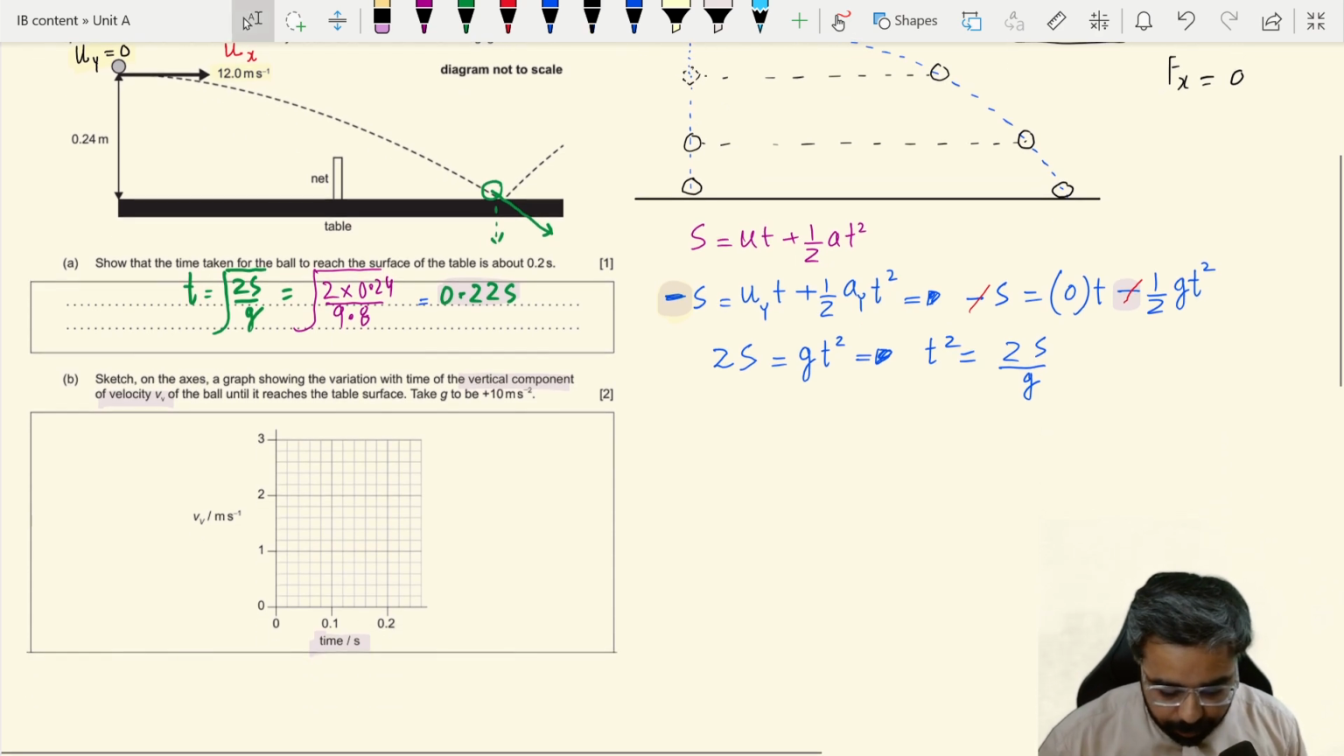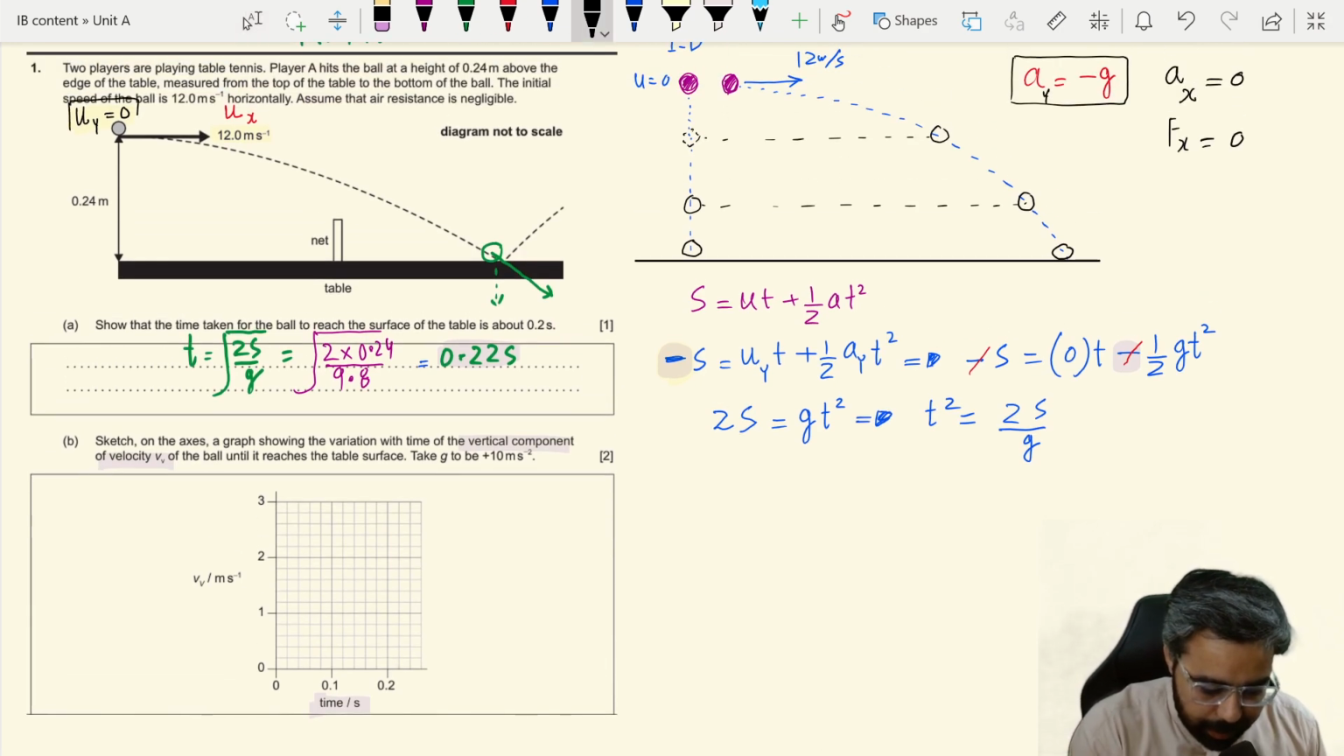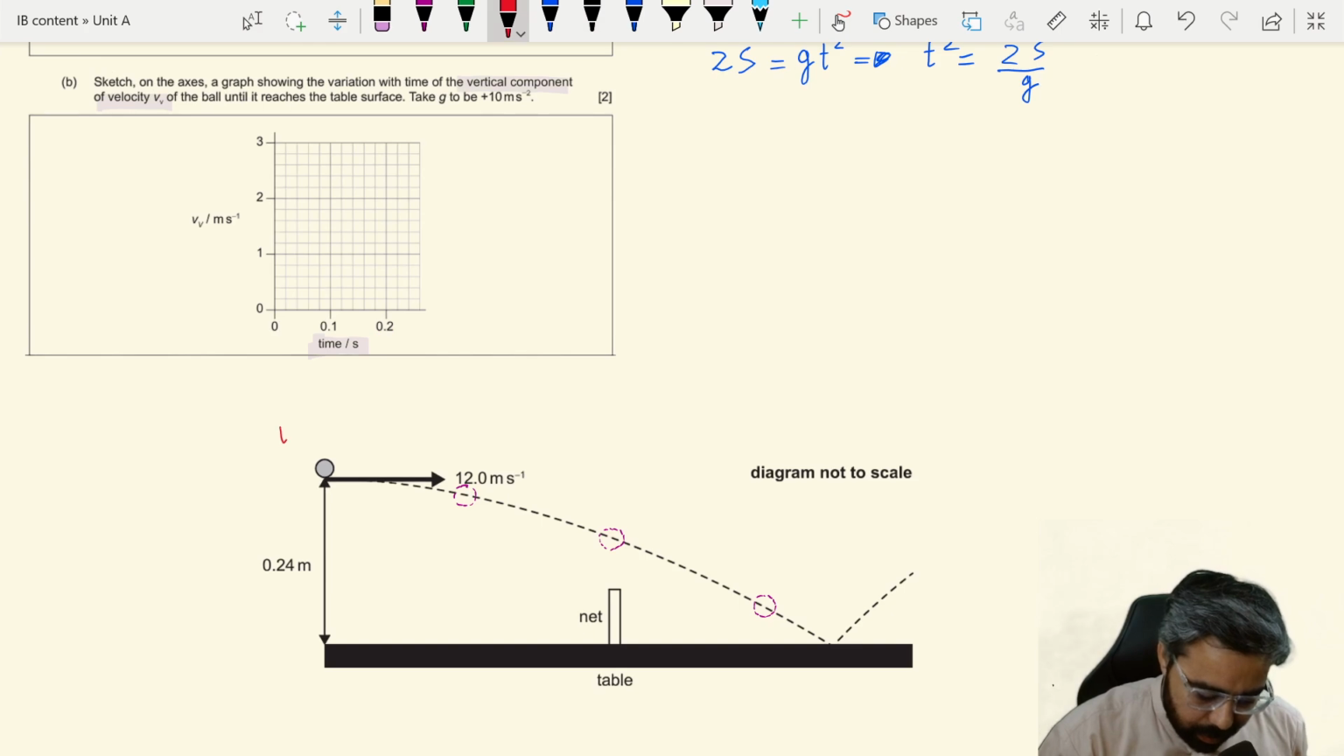Okay, now how does the vertical velocity behave? We see that the vertical velocity in the beginning is 0. It means that in the start it is 0, but with the passage of time the vertical component of velocity will increase. So the magnitude will increase, and you can see the direction.